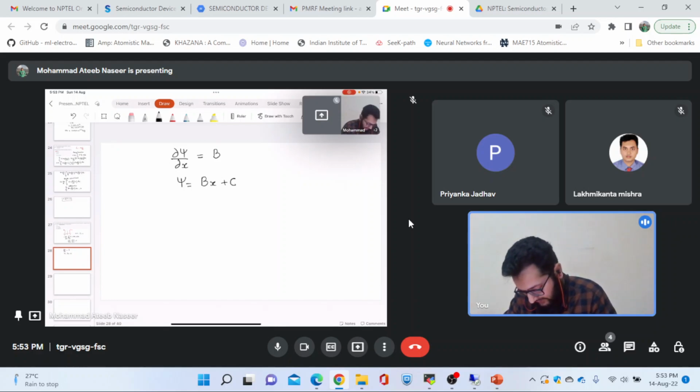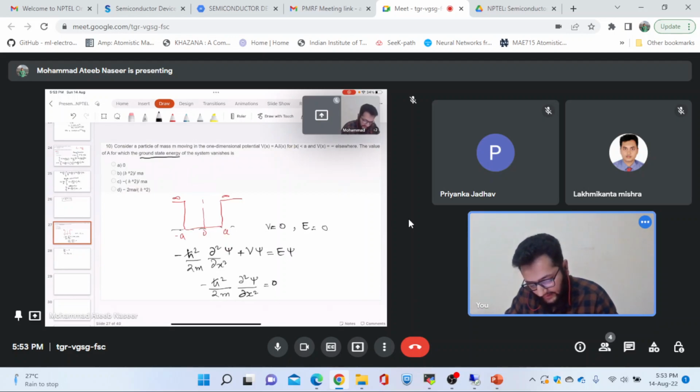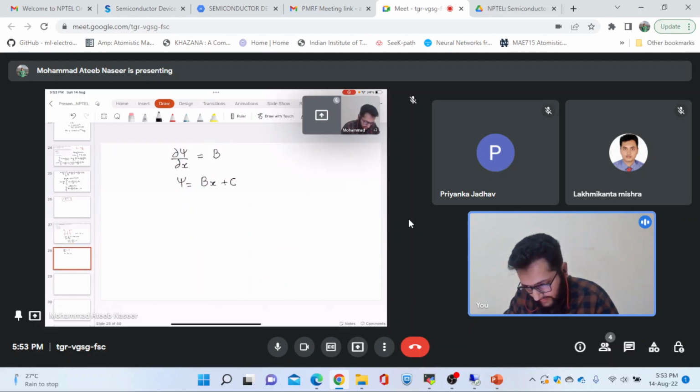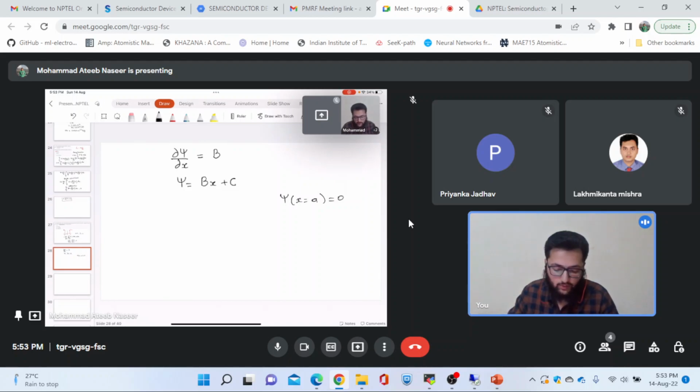Now we have some properties for the wave functions. We know that the potential is infinite outside this a, so outside it the wave function will not exist, and we will have psi of a equal to 0. It simply says that this wave function has to go to 0 at the boundary x equal to a, and this function has to be continuous. That's why it is 0 at x equal to a itself.